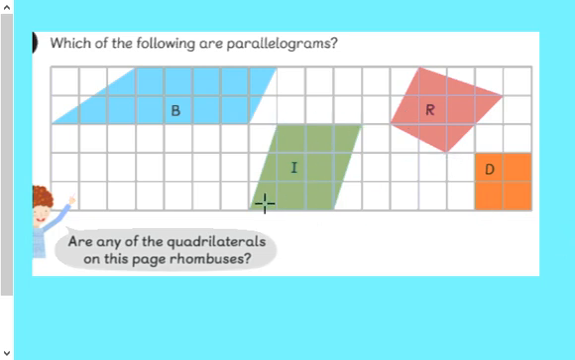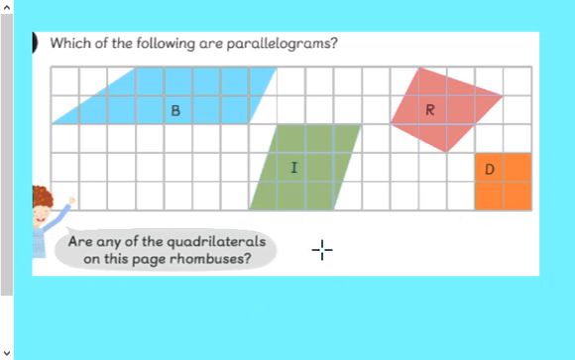Now this one has 2 pairs of parallel lines, therefore it is a parallelogram. And this one, the square here, also has 2 pairs of parallel lines, therefore technically a square would be classed as a parallelogram as well.